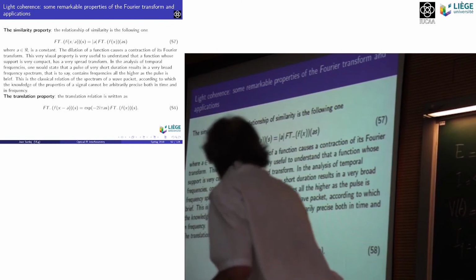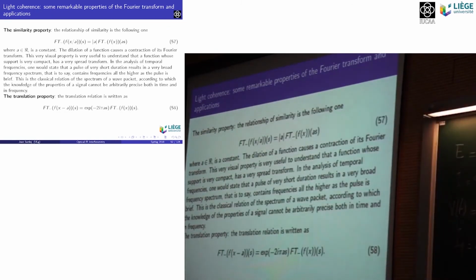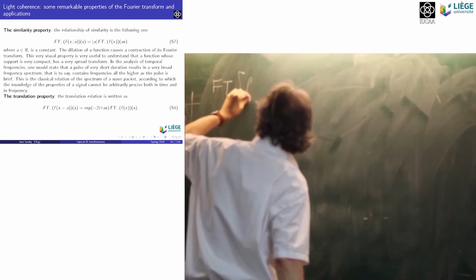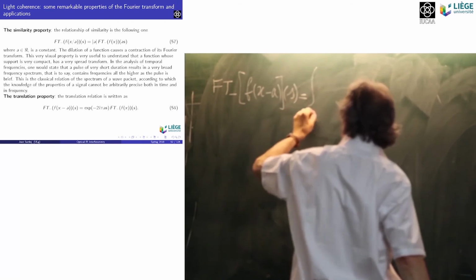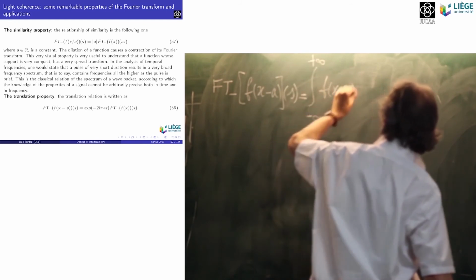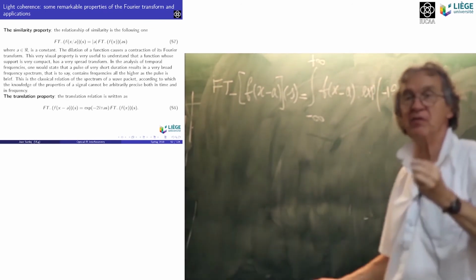Okay. Now, this is another very interesting property, the translation property. So, what about the translation property? Let's make the demonstration. Let's evaluate the Fourier transform of a function f which depends on x minus a, and here the variable s. So, by definition, this is the integration from minus infinity to plus infinity of f of x minus a times the exponential of minus 2 pi i x s dx. You agree? This is the definition.